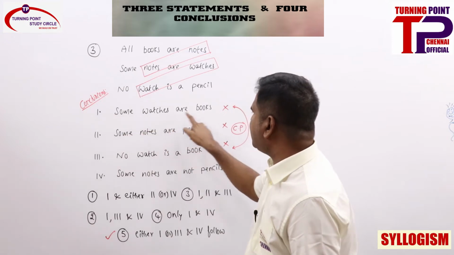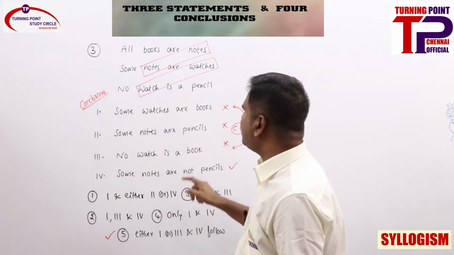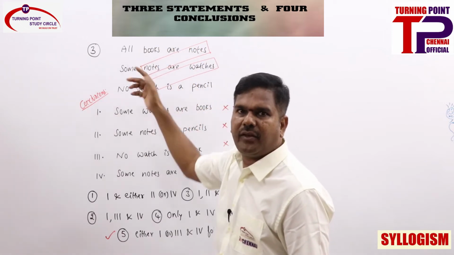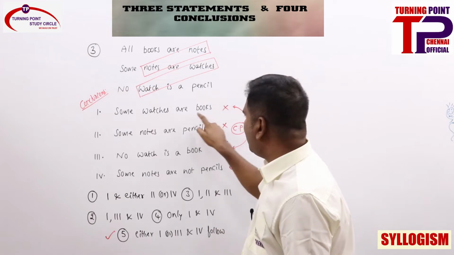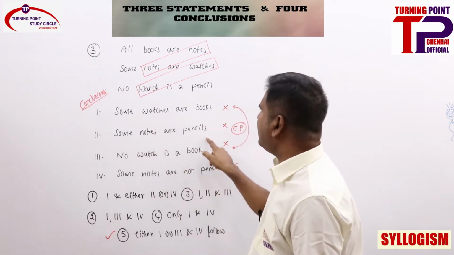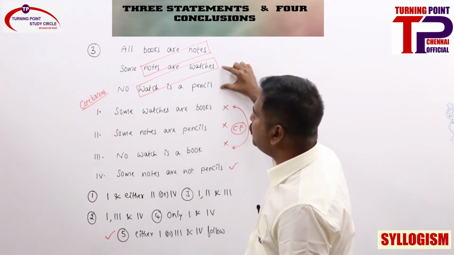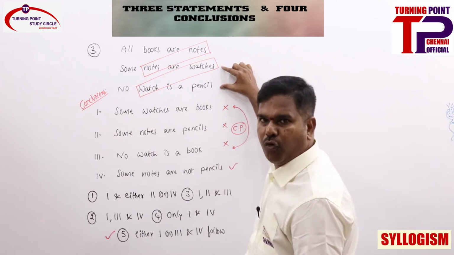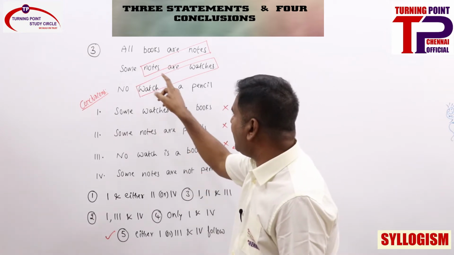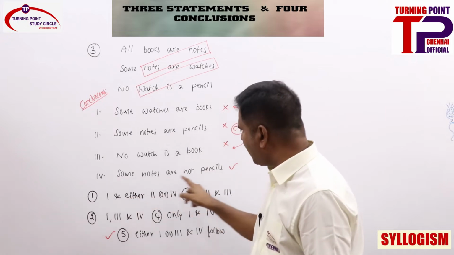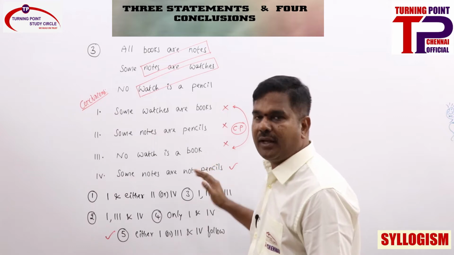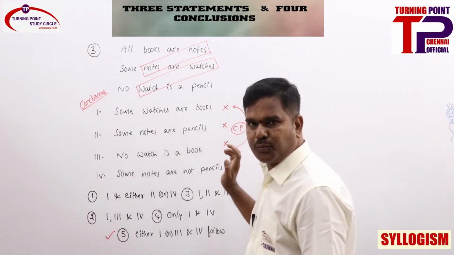First conclusion, some watches are books. Where are the relevant statements? Watches, books, so statements 1 and 2. A plus A gives no conclusion. That is the reason it is ruled out. First one won't follow. Second one, some notes are pencils. Where is notes and where is pencils? 2 and 3. But what is I plus E? O. But here the conclusion is an I statement. Ruled out. Here itself we can check whether some notes are not pencils is there or not. Yes, it is there. So the fourth one directly follows. Or else, as of now you just put a cross mark.